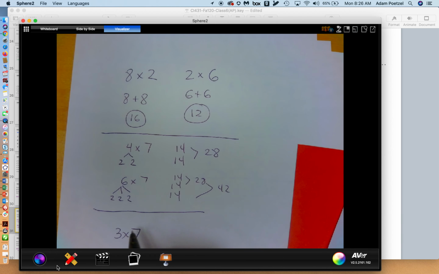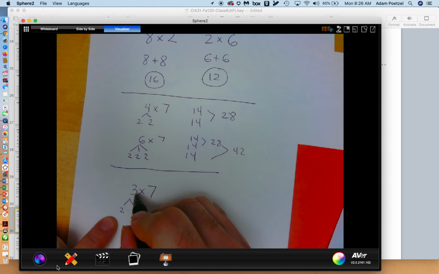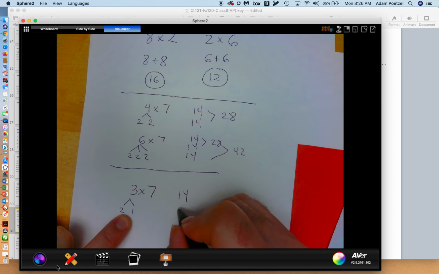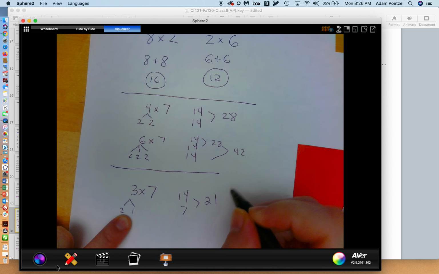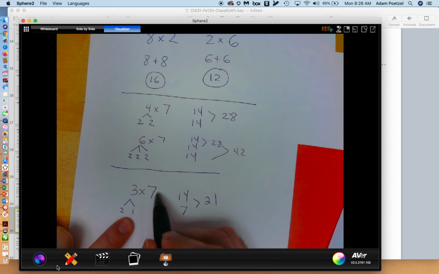Now, it also relates to the times 3 fact. Any times 3 fact, I could see as a double and one more set, because I know every 3 breaks down to 2 and 1. So I could do a double 7. A double 7 is 14. And then I need one more set of 7. So together, that would be 21. So it's breaking that down to double and one more set.